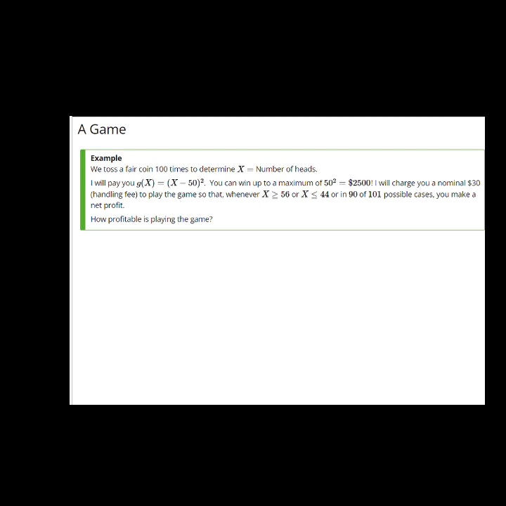Of course, I have to charge you a nominal fee for handling, a $30 fee, say, to play the game. But you'll notice that even at that, provided x takes a value greater than or equal to 56, or less than or equal to 44, in other words, in 90 of the 101 possible values of x, you still make a net profit. My point is that it's a very good deal for you, and obviously a very bad deal for me. How much do you expect to gain or lose over time if we play this game repeatedly?